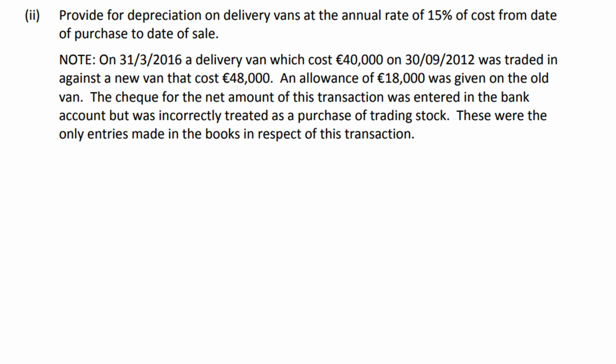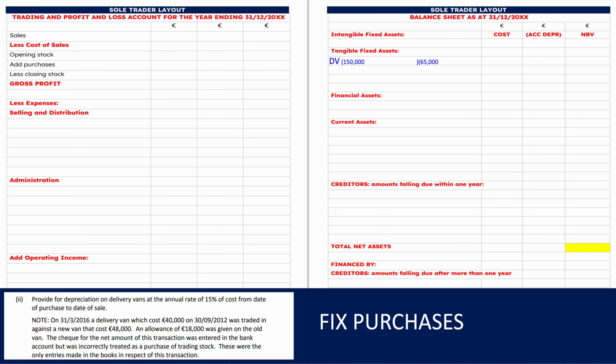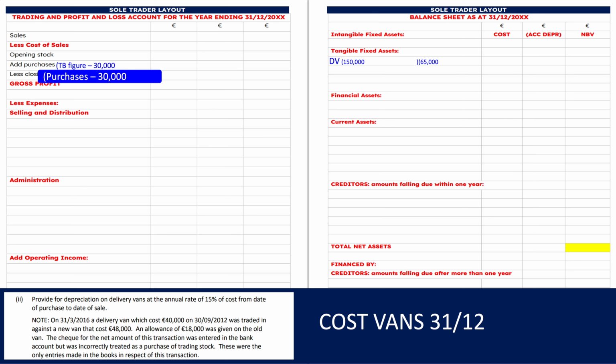So again, a mistake with the purchases. To fix the purchases, we'll find out how much the cheque was that was given to the dealership. The new van was worth 48 and the allowance was 18, so the cheque was for 30,000. It's incorrectly treated as purchases, so we'll minus it from purchases to fix the purchases figure. Now we'll do the cost of vans at the end of the year. We sold a van that was worth 40 and we bought one that was worth 48. So minus 40 plus 48 gives us a new cost of 158.